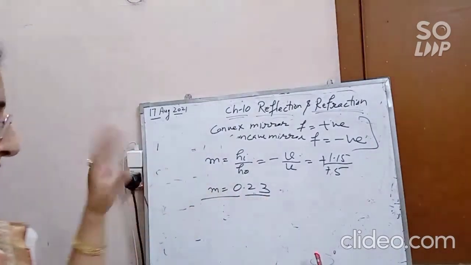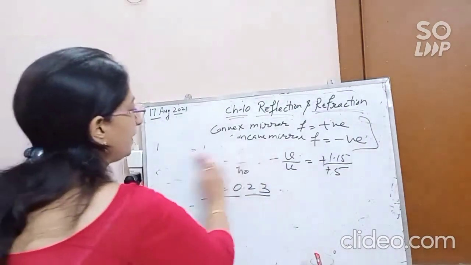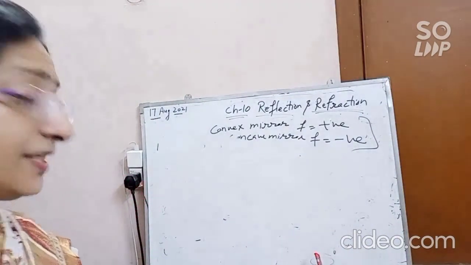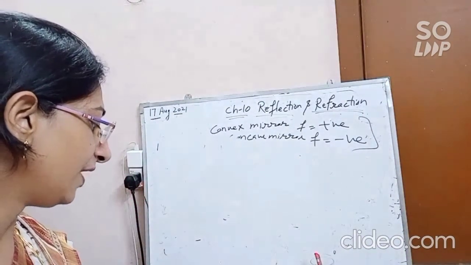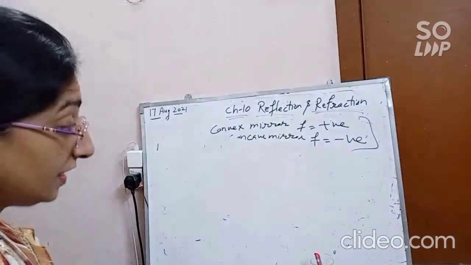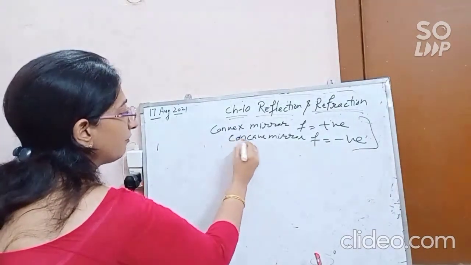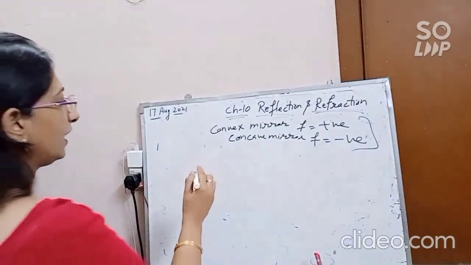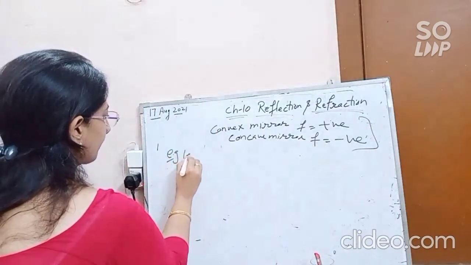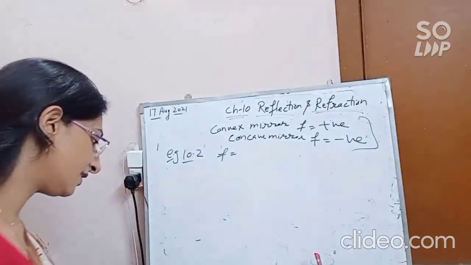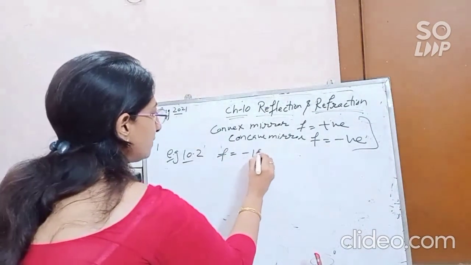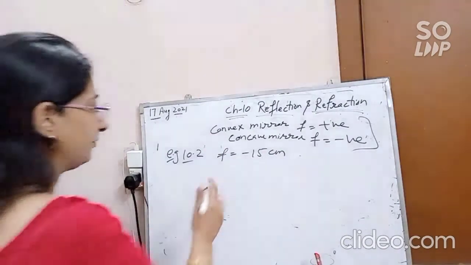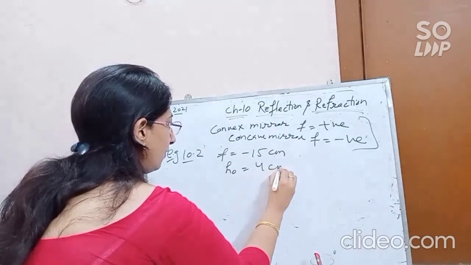Okay, now we solve the next question, example number 10.2. What is example number 10.2? An object 4 cm in size is placed at 25 cm in front of a concave mirror. See, in this question we are now using a concave mirror. So concave mirror focal length is negative. Okay, remember this one. How much focal length is given? Focal length is given 15, so minus 15 centimeter. And an object 4 centimeter in height means ho is given as 4 centimeter.